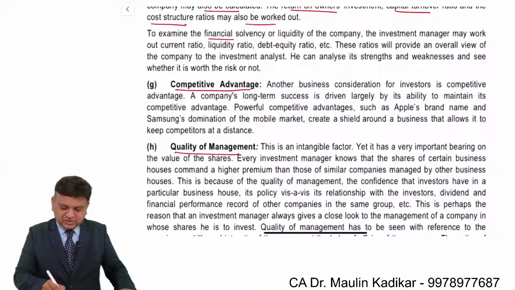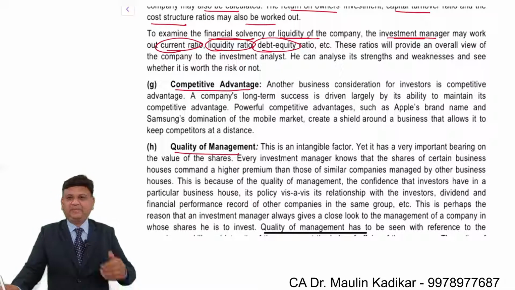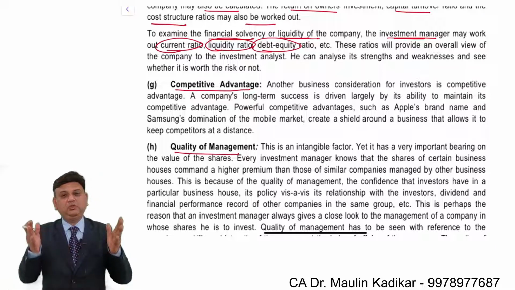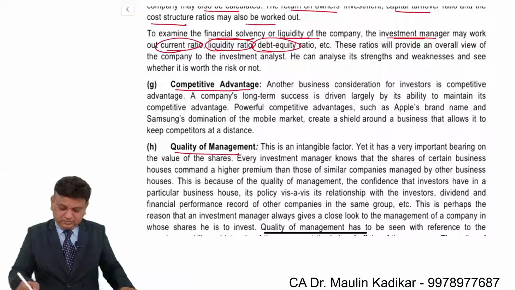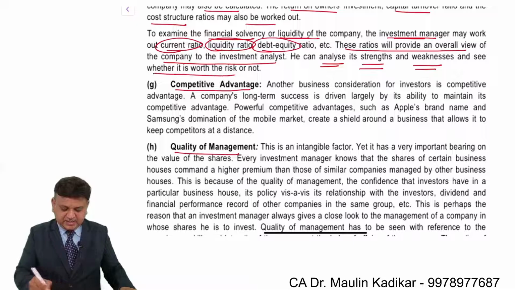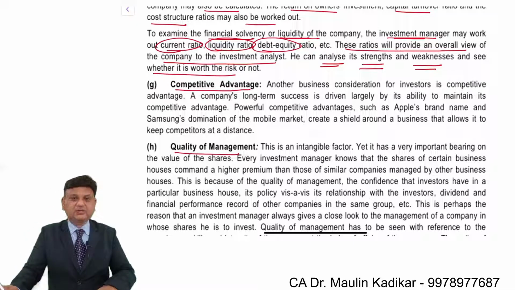To examine the financial solvency or the liquidity of the company, the investment manager may work out current ratio, liquidity ratio, debt equity ratio, capital employed ratio, capital gearing ratio, proprietary ratio. In that, there is a huge list. These ratios will provide an overview of the company to the investment analyst. He can analyze its strengths and the weaknesses and see whether it is worth the risk or not.